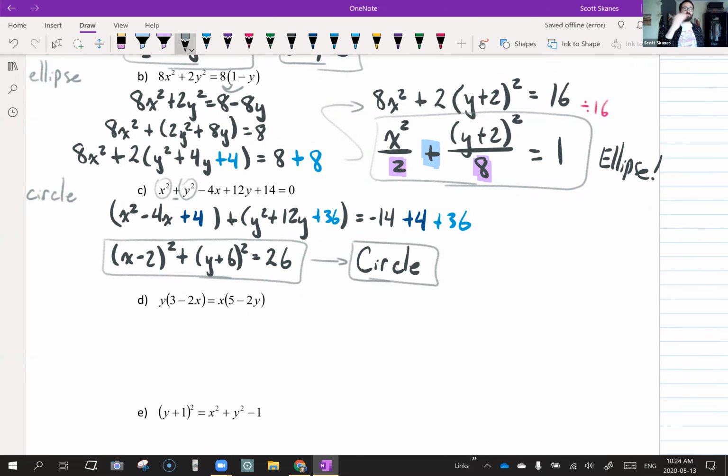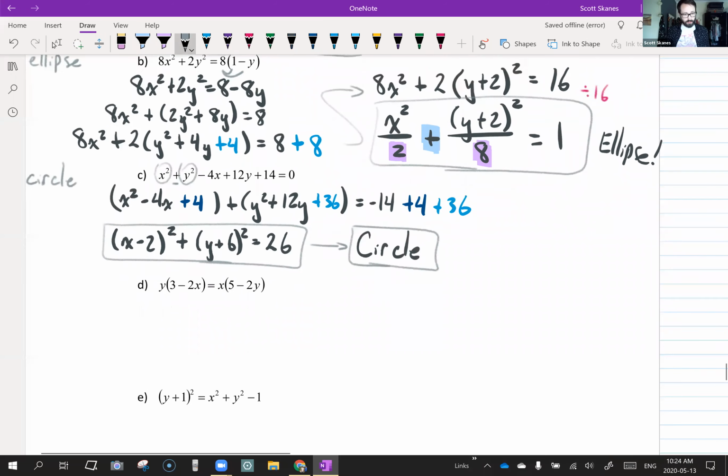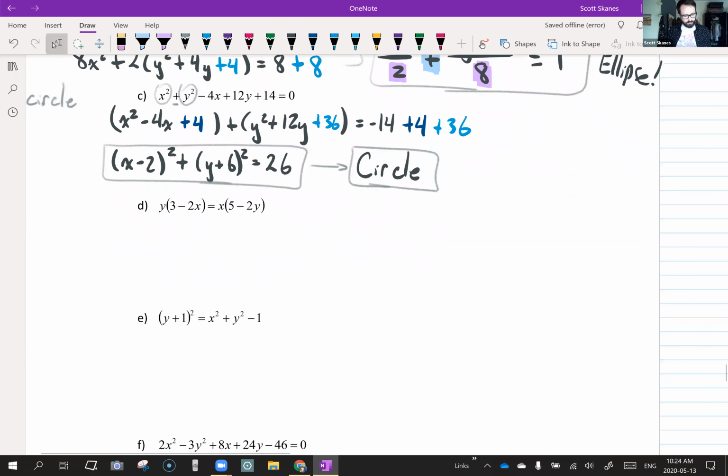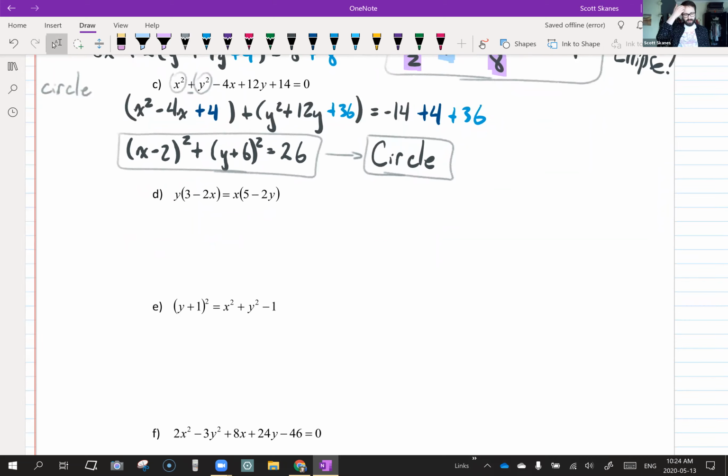If you do happen to divide it by 26, though, you'll see that it's a circle. Okay, D is a bit weird. D doesn't have any squares. So I'll put my little question mark man here. It's a line, and I don't know why it was given.